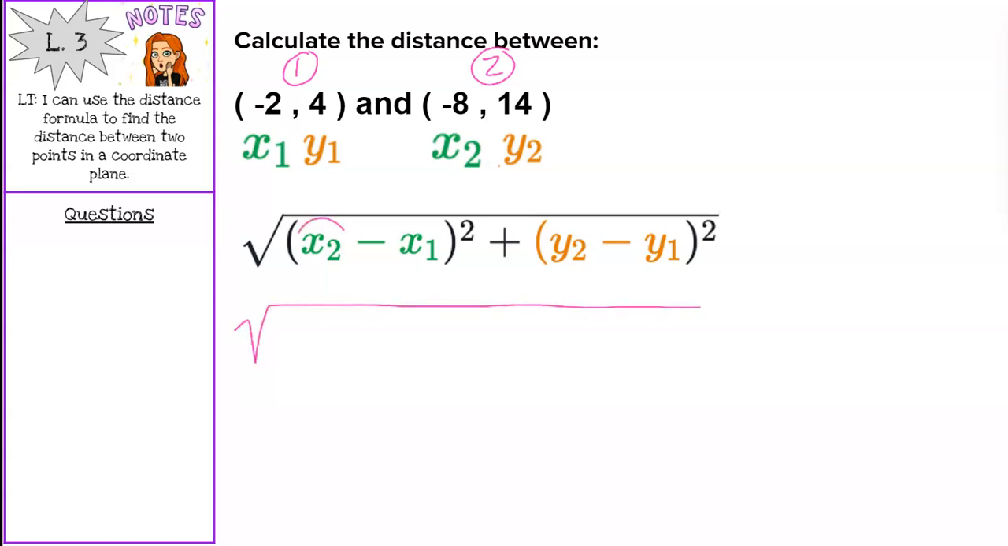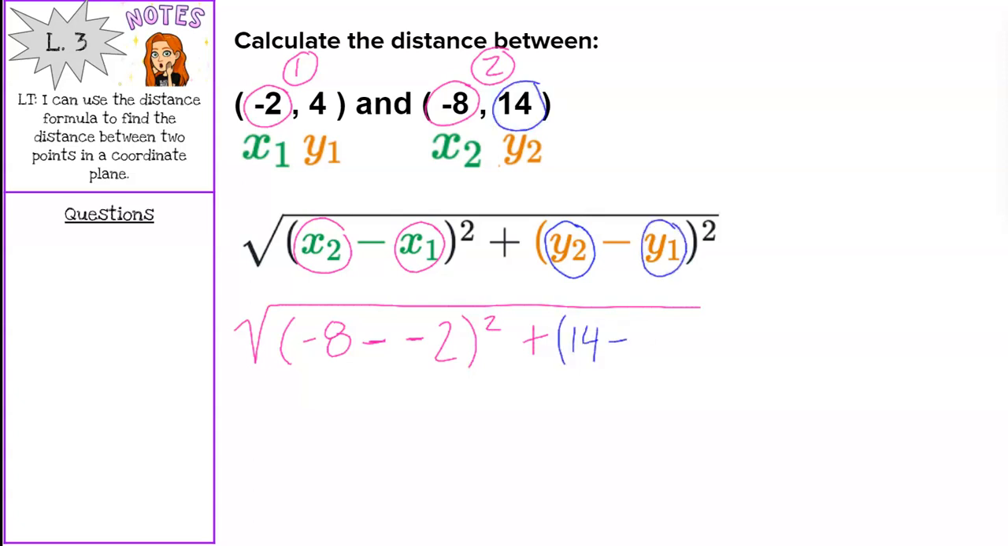And then we have x2, so we're going to put x2, which is -8, minus x1, which is -2, and then square it. Sometimes you will have that minus and negative. It's okay to have those two negative signs right next to each other. Make sure you put them when it's needed. Plus, now we'll substitute in our y values. We have y2, which is 14, minus y1, which is 4. Close the parenthesis and square it.